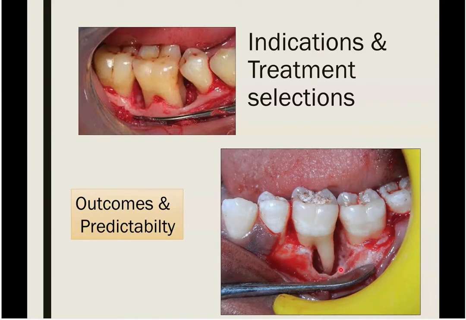So this could be treated with periodontal regeneration. And I know that some may say, oh, maybe you should take that tooth out and put an implant in. But this tooth actually was treated successfully with periodontal regeneration. You would want to make certain that this was a vital tooth before you went ahead.